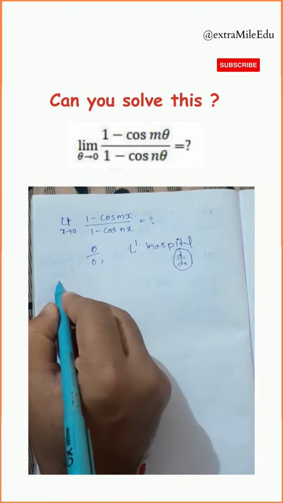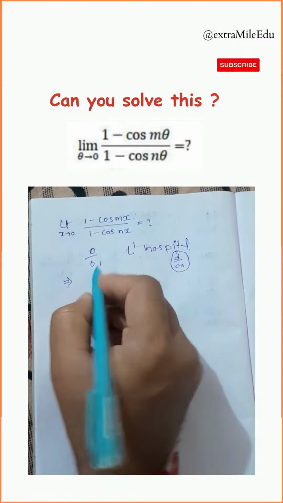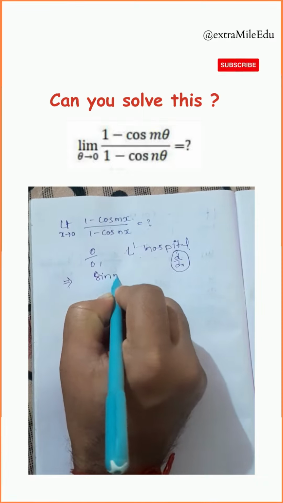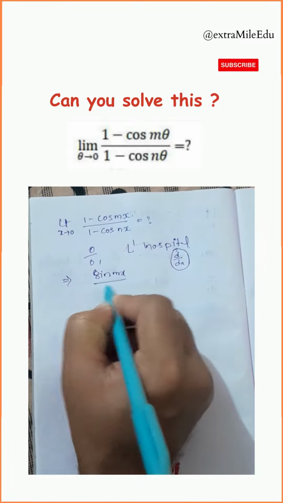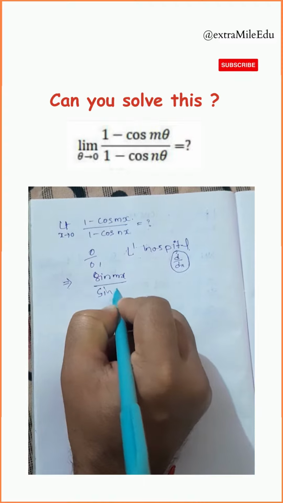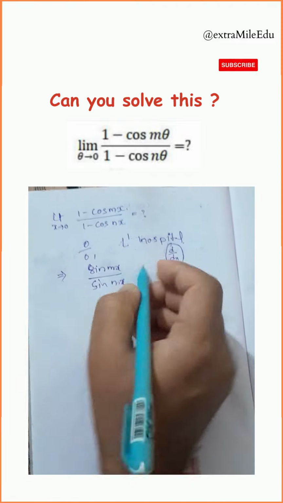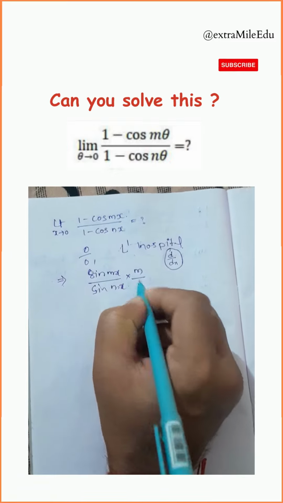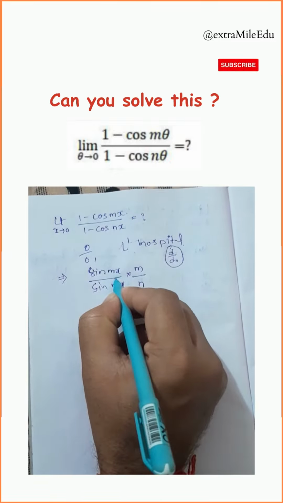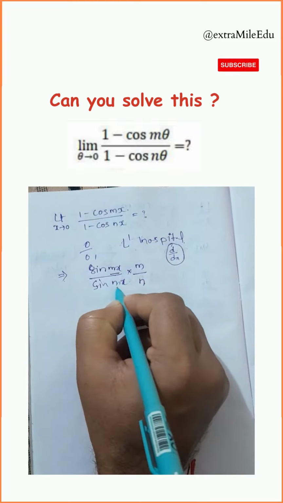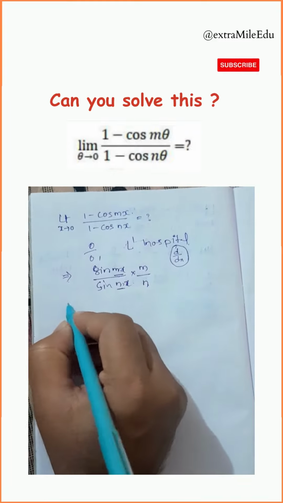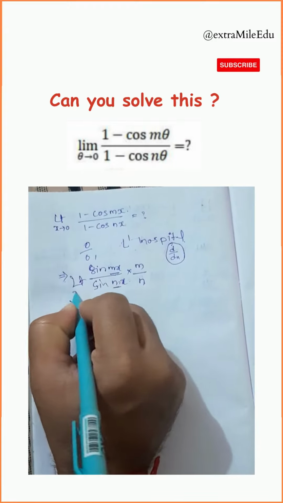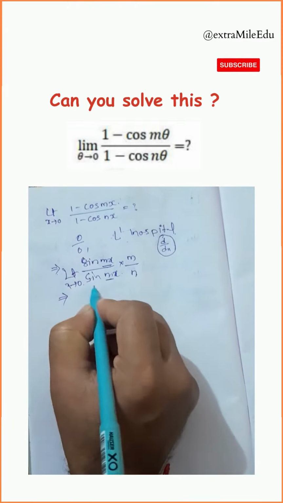x. Once we do the differentiation, we get sin mx divided by sin nx, into m divided by n, because we do the differentiation for mx and nx too. Next, if we again apply the limit as x tends to 0, we get 0 by 0.